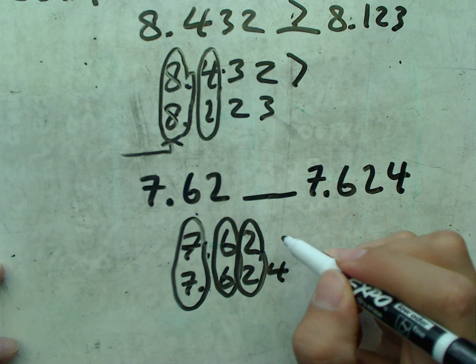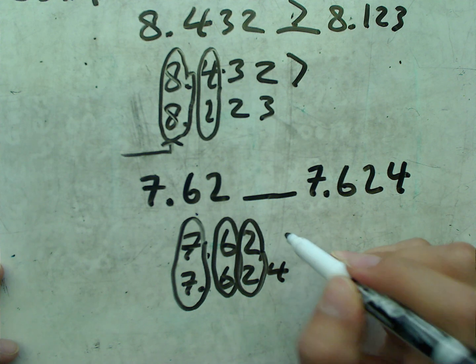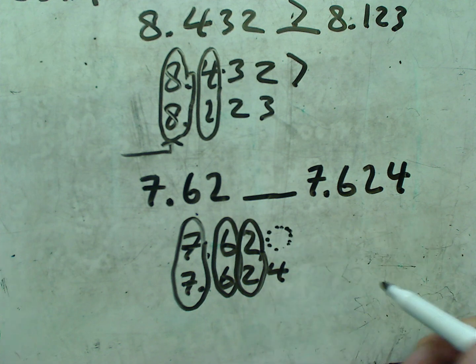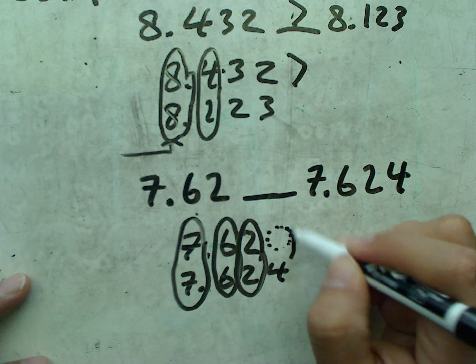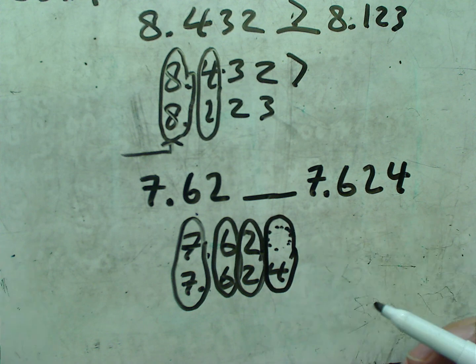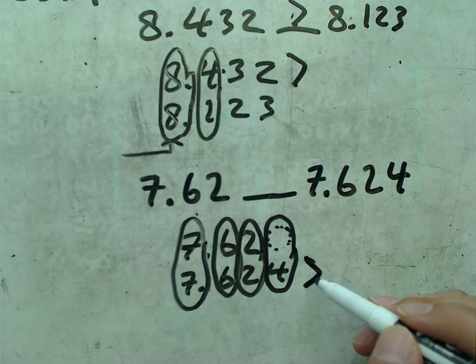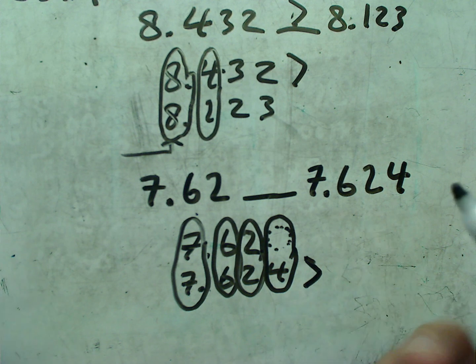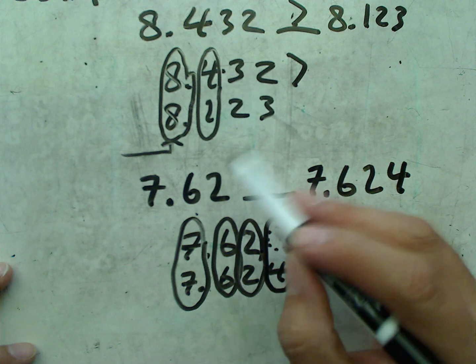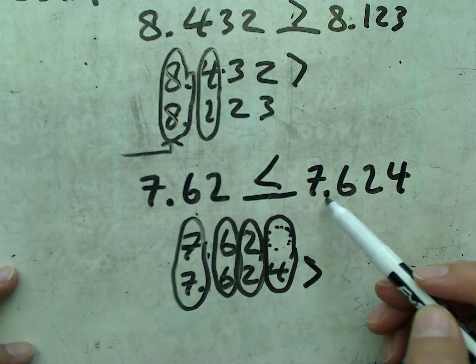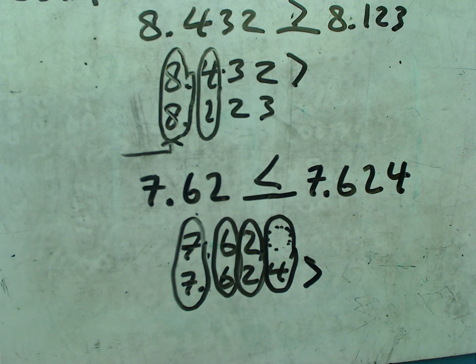Now here I don't have a digit on top of my 4, so I'm going to go ahead and put a 0 here, just as a placeholder. Well, if I compare my thousandths place, 4 is greater than 0. So this number here will be greater than this one. So the way I will write the symbol between these two is 7 and 62 hundredths is less than 7 and 624 thousandths.